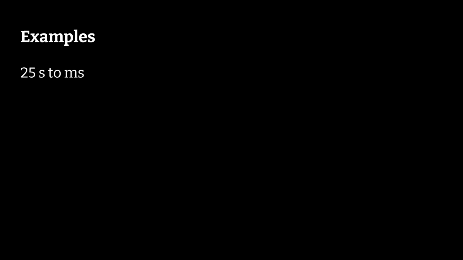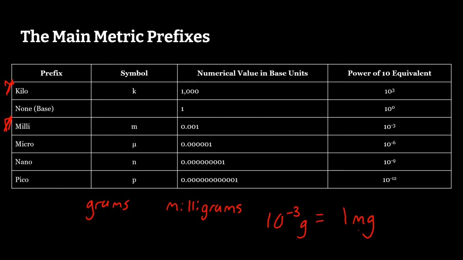Let's go ahead and take a look at this example of 25 seconds to milliseconds. So we're looking at our 25 seconds, setting it up in our dimensional analysis. We have seconds on top, so that means that we need to have seconds on the diagonal. Now, our milli, if we go back and take a look, is going to be our 10 to the negative 3. So this is going to be 10 to the negative 3 seconds equal to 1 millisecond. Plugging this in, we have 10 to the negative 3 seconds equal to our 1 millisecond.